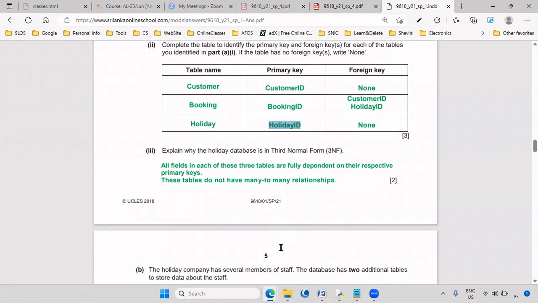Explain why the holiday database is in third normal form. All fields in each of these three tables are fully dependent on their respective primary keys. So customer on customer ID, booking on booking ID, holiday on holiday ID. So all the rest of the fields are dependent on these. These tables do not have many-to-many relationships. If there are many-to-many relationships, then it's not in third normal form. Here, only one-to-many.